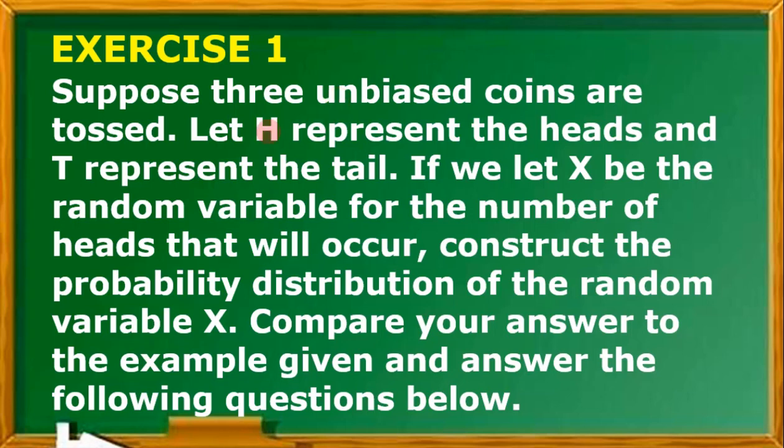Okay, let H represent the heads and T represent the tail. If we let X be the random variable for the number of heads that will occur, we have to construct the probability distribution of the random variable X. Then we have to compare the answer in the example given earlier, and we have to answer the following questions below.